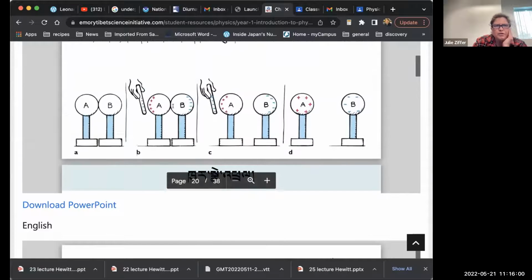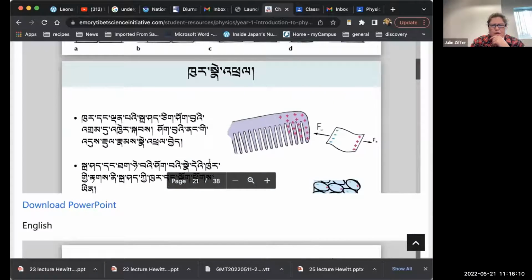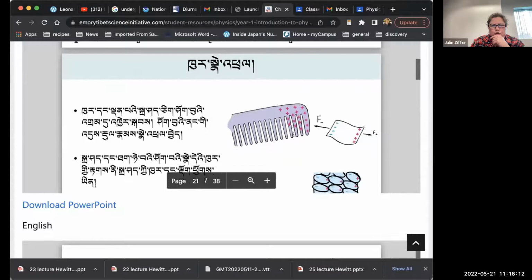Okay. And then these are conductors. So on this one, you have negative charge over here, instead of on the comb, where it was a positive charge over here.